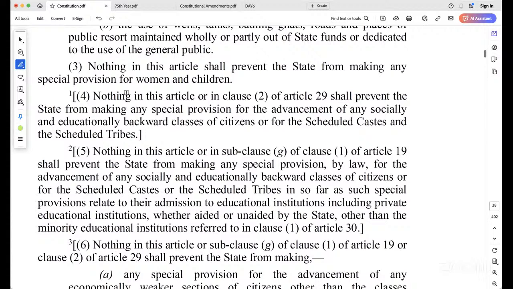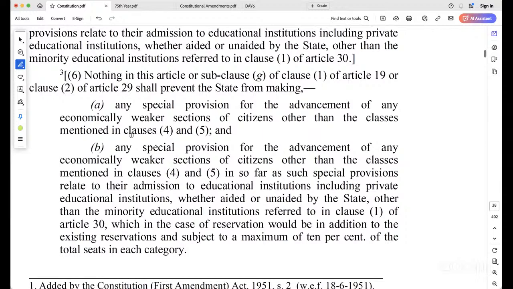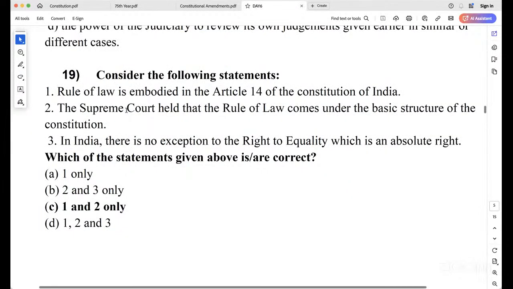Here, special provisions for women and children. Then for advancement of any socially and educationally backward classes. Then economically weaker sections. Clear? So there are exceptions. It is not an absolute right. Right to equality is not an absolute right. Done.